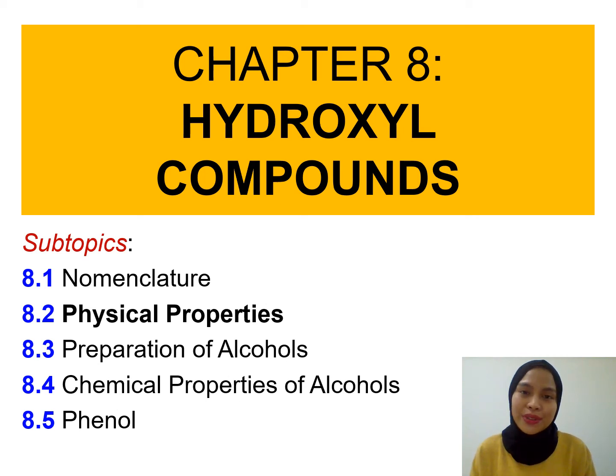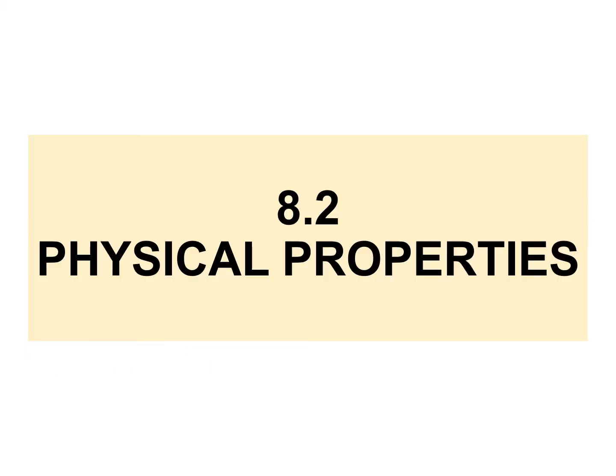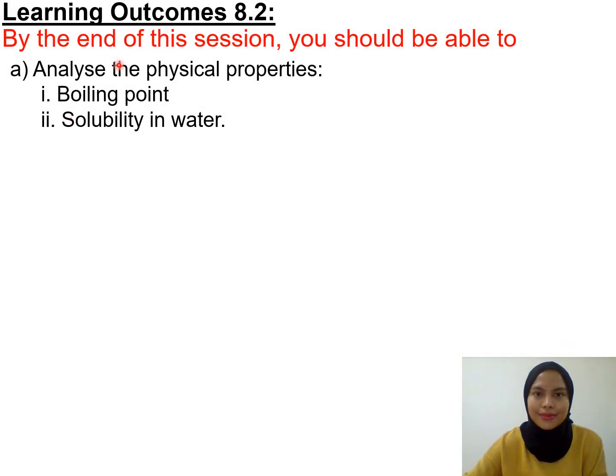Alright, so let's move on to 8.2, which is about physical properties of hydroxyl compounds. Here are the learning outcomes for 8.2. By the end of the lesson, you should know how to analyze the physical properties of alcohol, such as boiling point and solubility in water.